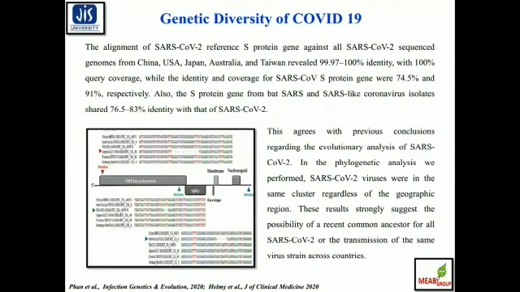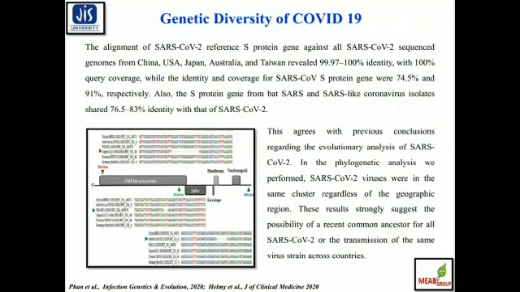The alignment of the SARS-CoV-2 reference S protein gene against all SARS-CoV-2 genome sequences from China, USA, Japan, Australia, and Taiwan revealed 99.97 to 100% identity with 100% query coverage, while the identity and coverage of the SARS-CoV S protein gene were 74.5% and 91% respectively. Also, the S protein gene from the bat SARS and SARS-like coronavirus isolates shared 76.5 to 83% identity with that of SARS-CoV-2.